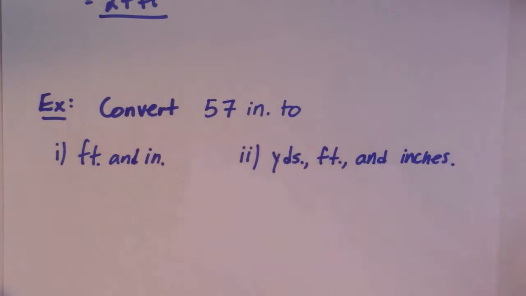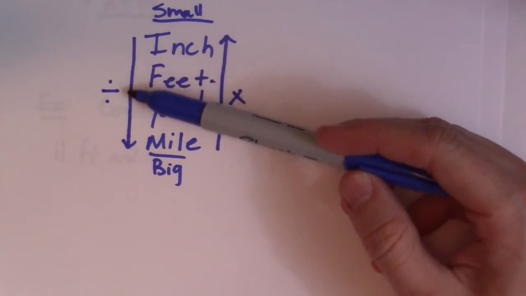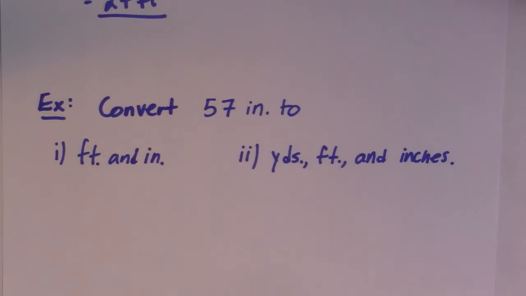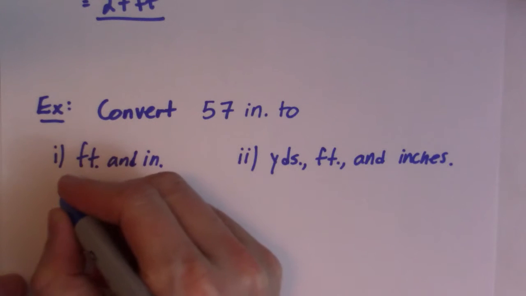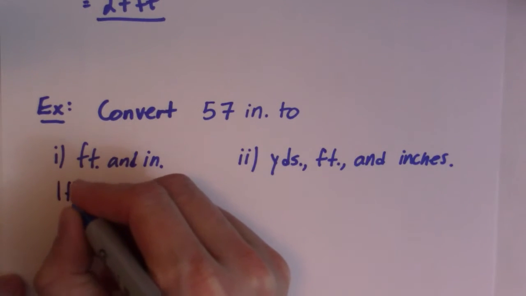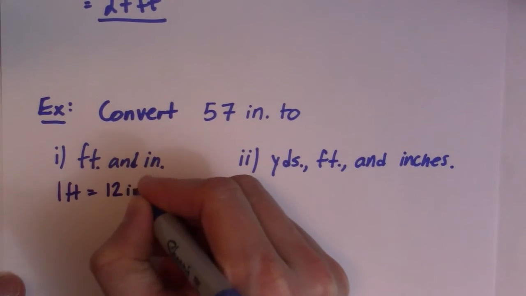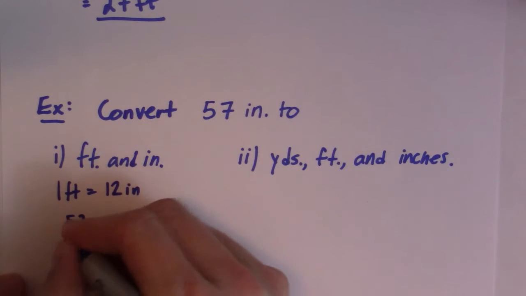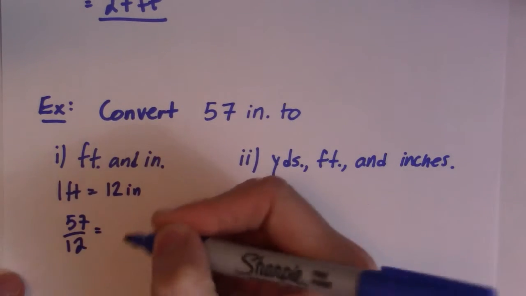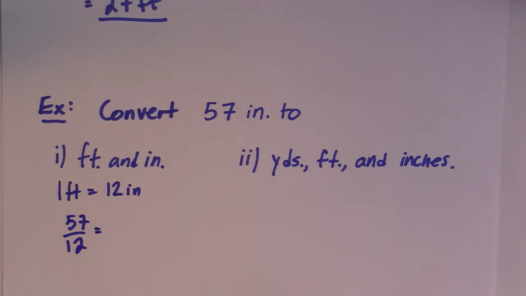So if I'm going from inches to feet, and that's what I'm going to do first, I'm going to have to divide because I'm on this side. Inches to feet, I have to divide. So I know my conversion factor is 1 foot is equal to 12 inches. So I take 57 and I divide it by 12. Now I don't know how many times that works out, but it's not going to be perfect.